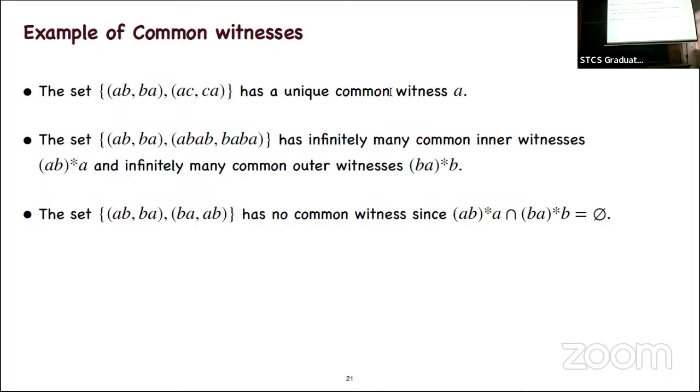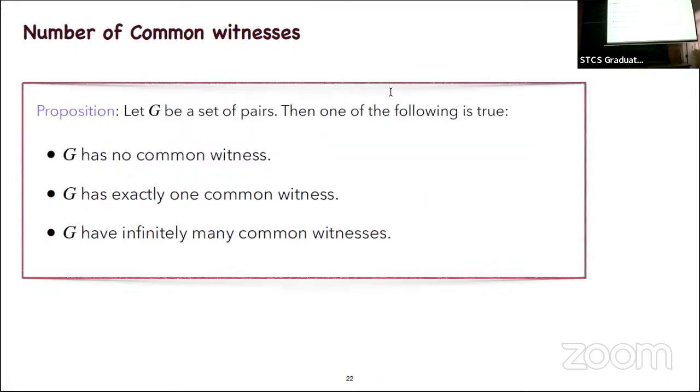And if you take the set AB, BA and BA, AB, this has no common witness. Why? Because here the pattern is A B star A, so the inner witness will be A B star A, and here it will be B A star B. So there is no word that works for both, similarly for outer. Okay, so this is what we summarize: if you have a set of pairs, then one of the following is true.